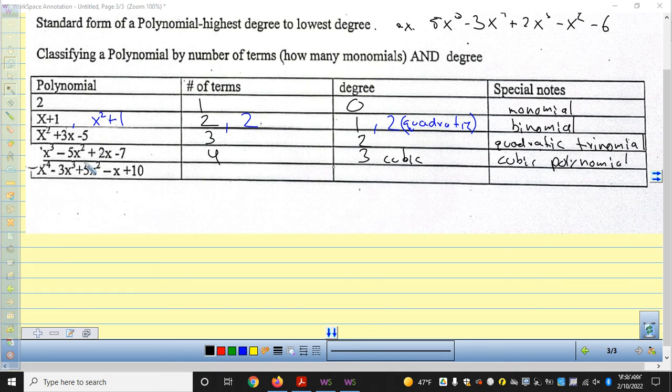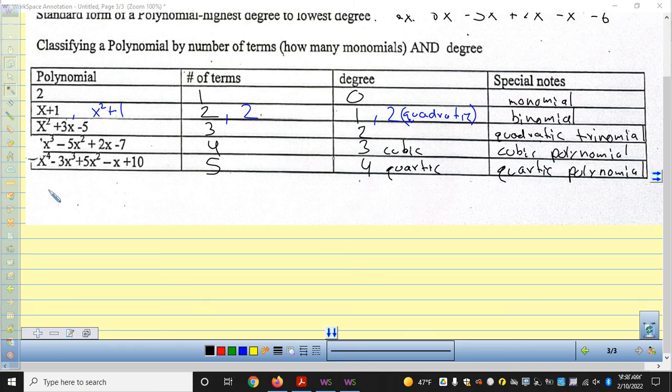All right. This one, how many terms? 5 terms. What's our degree? 4. Highest exponent is 4. Sometimes we'll call a 4th degree polynomial a quartic. So a 4th degree polynomial is also referred to as a quartic. That's less common, but you hear it sometimes.